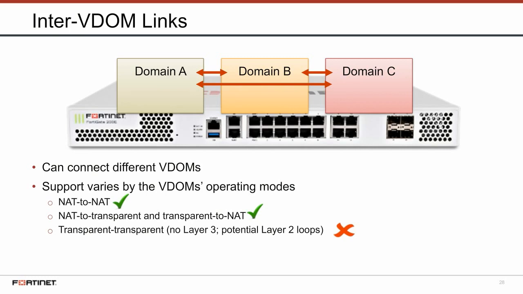In the case of a NAT-to-NAT inter VDOM link, both sides of the link must be on the same IP subnet because you are creating a point-to-point network connection. Note that similar to using inter VLAN routing, Layer 3 must be involved. You cannot create an inter VDOM link between Layer 2 transparent mode VDOMs. At least one of the VDOMs must be on NAT mode.